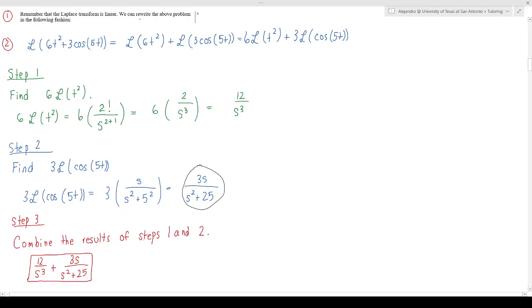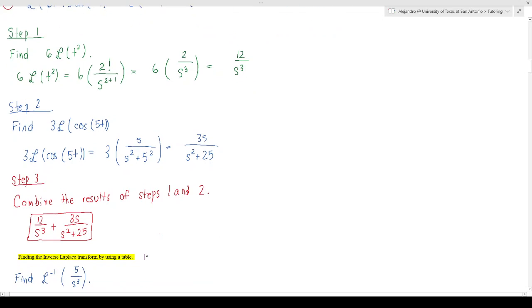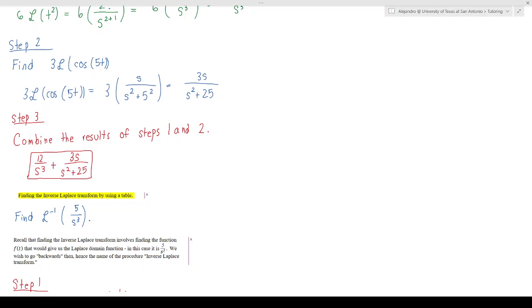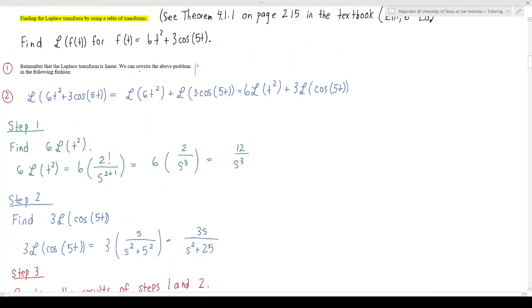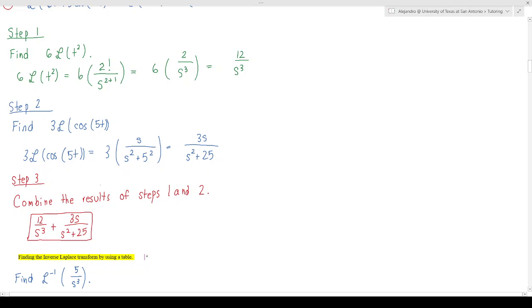And step 3 is just simply combining the results of steps 1 and 2: 12 over s cubed plus 3s over s squared plus 25. So that is significantly easier than applying the definition of the Laplace transform, and that's why we're given the table, because we can quickly find the Laplace transforms of functions without having to perform all the integration.